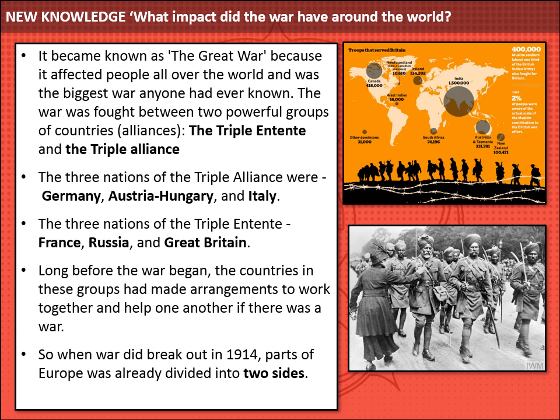Now, long before World War I began, these countries in these groups had made arrangements to work together and to help each other out if there was a war. So that means when war does break out in 1914, Europe's already divided into 2 sides and a rather large majority of countries is already involved in World War I.